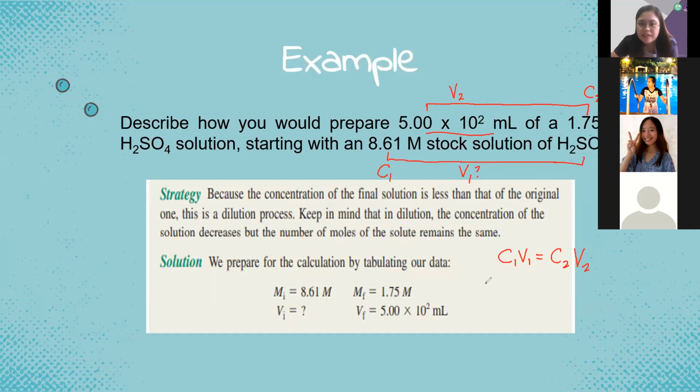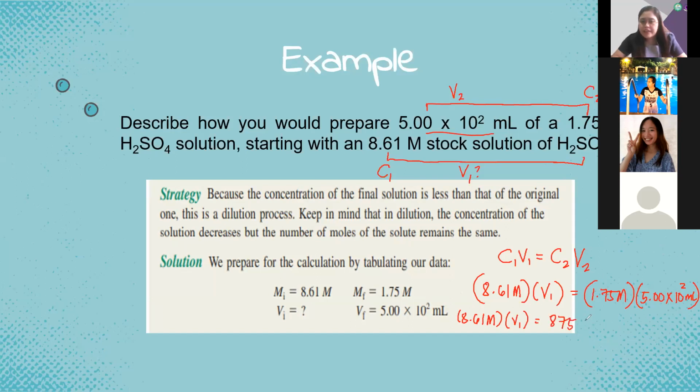So we have C1, that's 8.61 molar, multiplied sa V1, which is not given in the problem, and this is missing. So yan yung hinahanap natin. And then C2 is 1.75 M. So as you can see, mas malaki talaga ang C1, from 8.61, naging 1.75 na lang siya. The V2 though is 5.00 times 10 raised to the power of 2 ml. Actually, that is just 500 ml. Tapos, i-multiply lang natin sila, class. And then on the other side, 1.75 times 5.00 times 10 raised to the power of 2 is 875 molar times the ml. Okay?